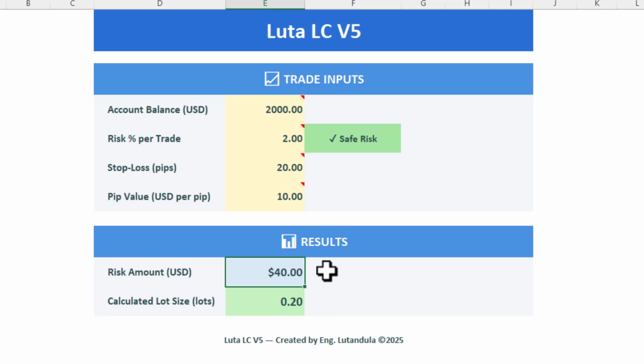And then comes the most important part, your calculated lot size. This is the precise lot size you must use based on your balance, your risk percentage, your stop loss, and your pip value. This takes emotion out of trading. It helps you stay disciplined, it protects your account, and it keeps your trading consistent.